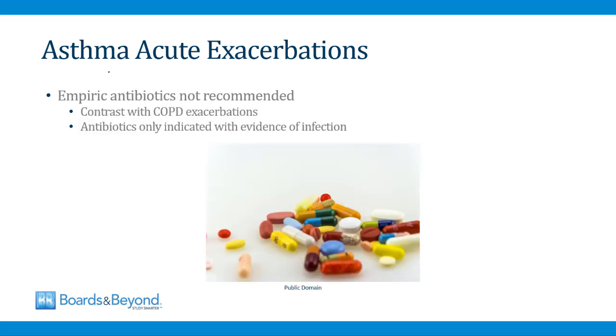In acute exacerbations of asthma, empiric antibiotics are not recommended. And what I mean by this is we do not give antibiotics to people with asthma exacerbations unless there's definite evidence of infection. And this is an important distinction between treating exacerbations of asthma versus exacerbations of COPD. In another video, I talk about COPD, but when those patients have an exacerbation, we always give antibiotics, no matter what the chest x-ray shows. In contrast, for patients with an asthma exacerbation, antibiotics are only indicated if you have definite evidence of infection, like, for example, an infiltrate seen on chest x-ray.